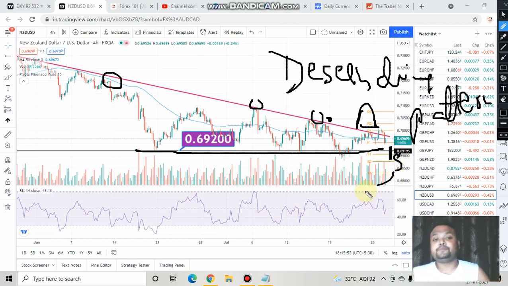Therefore, the first trading opportunity, or the safest trading opportunity, is to wait for the market to come down and break this support level. If we follow the descending triangle pattern theory, there is a good possibility that the market will cross this support level. And once the market crosses this support level with good volume, you can short the market. So this is your first trading opportunity.